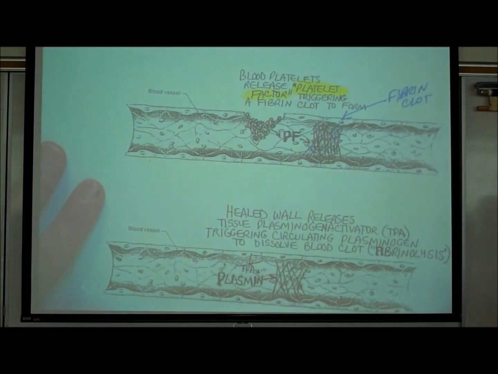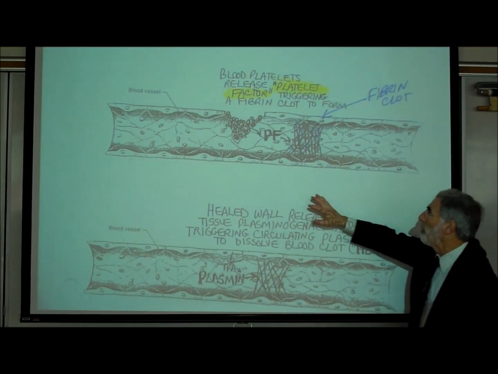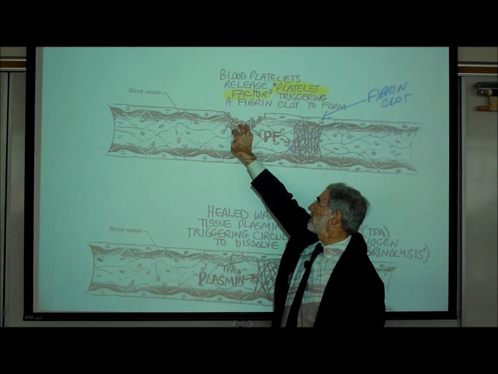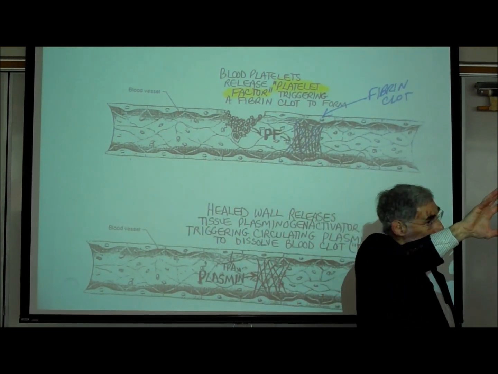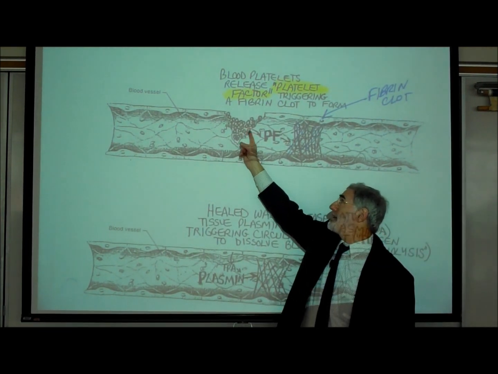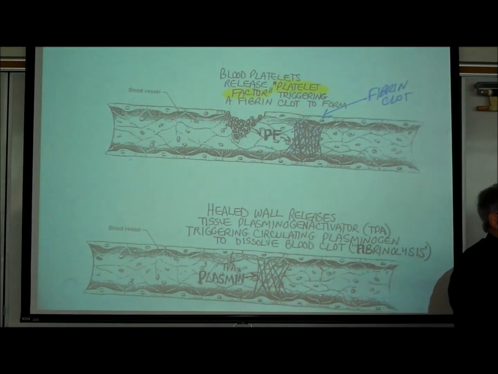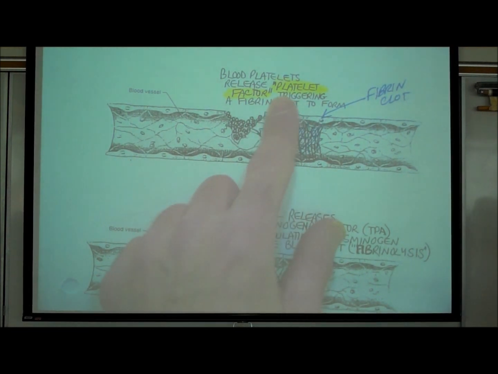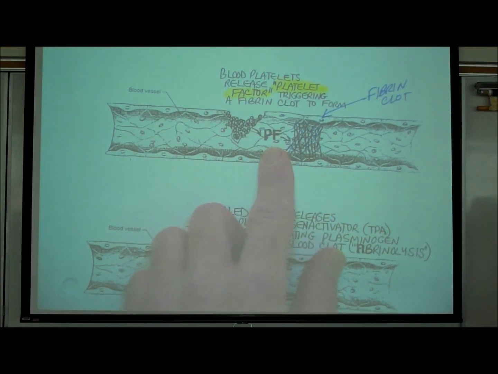So here you can see in the middle picture, there's a whole group of blood platelets plugging up this cut, this hole in the wall of the vessel. But more importantly, they release a chemical called PF. PF stands for platelet factor.